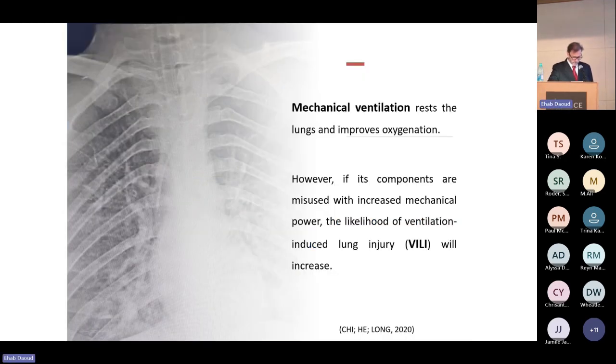I will start by recalling a fundamental concept about mechanical ventilation. The intention of mechanical ventilation is to rest the lungs and improve oxygenation. However, if components such as respiratory rate, tidal volume, flow, and pressures are misused with an increase in mechanical power, the likelihood of ventilation-induced lung injury will increase.